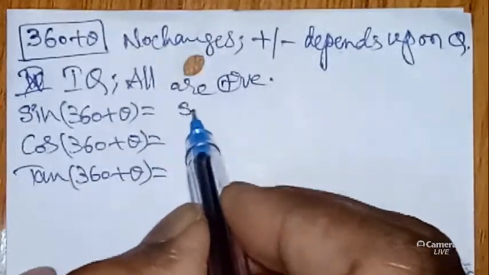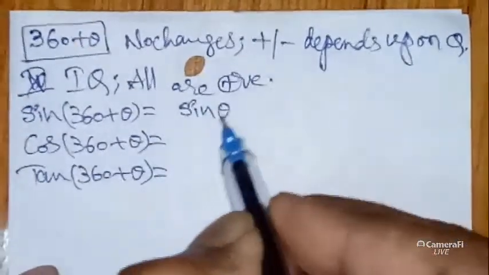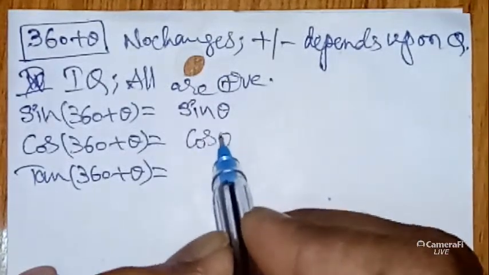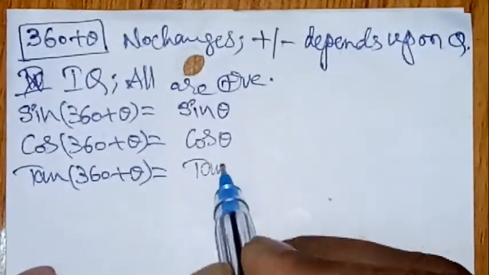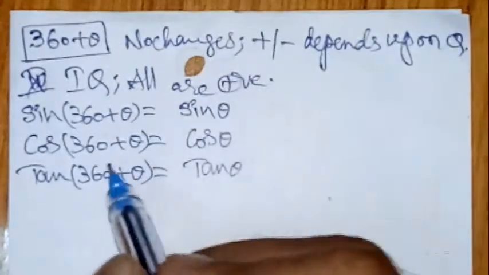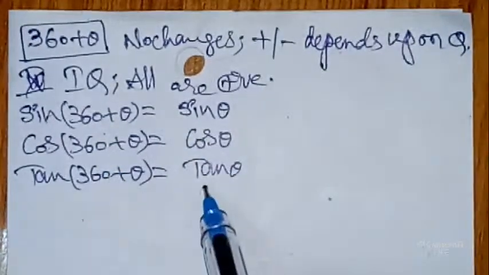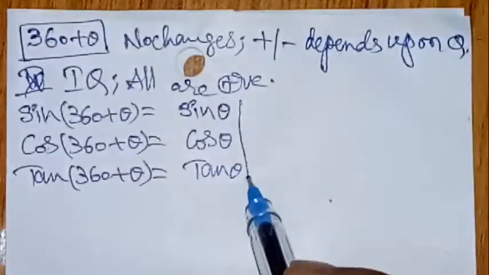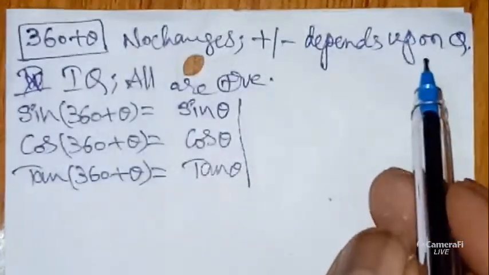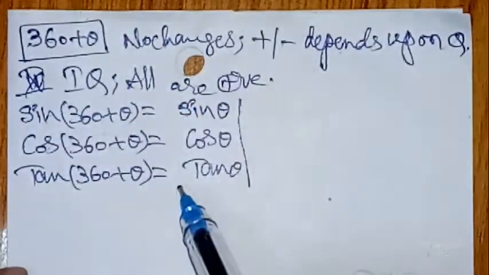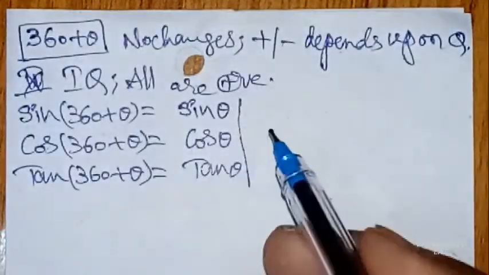No changes means sin 360 plus theta is only sin theta. Cos is cos. Tan is tan. Sin 360 plus theta is sin theta, cos 360 plus theta is cos theta, tan 360 plus theta is tan theta. After that, plus or minus depends upon their quadrant. In first quadrant all are positive, so no need to write a negative symbol.